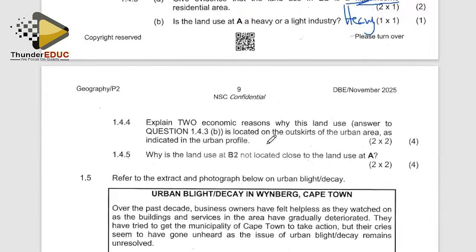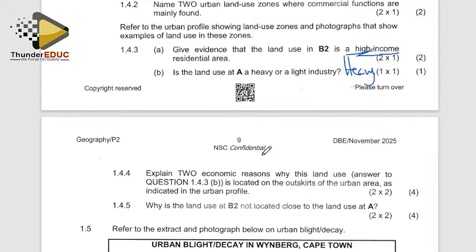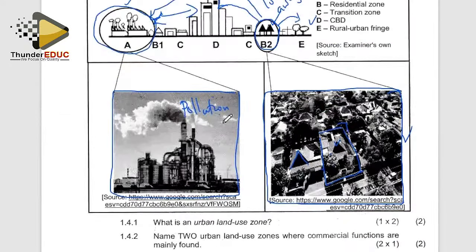Explain two economic reasons why this land use, or answer to question 1.4.1, is located on the outskirts of the urban area as indicated. Right, we are saying why do we locate on the outskirts? One reason is they cause high levels of pollution, air pollution, and also noise pollution. And also they need space. The space is not available close to the CBD. They need large space and the space is unavailable.